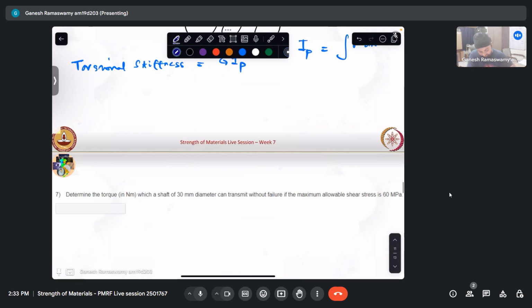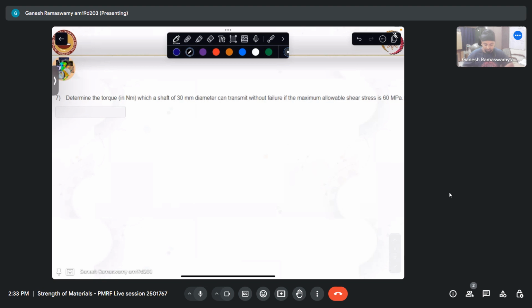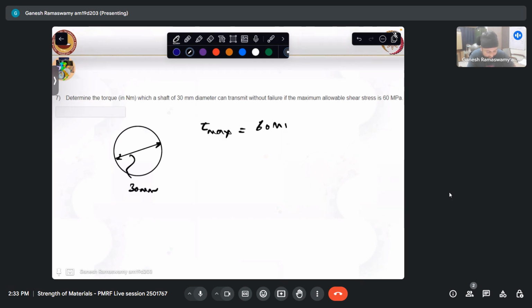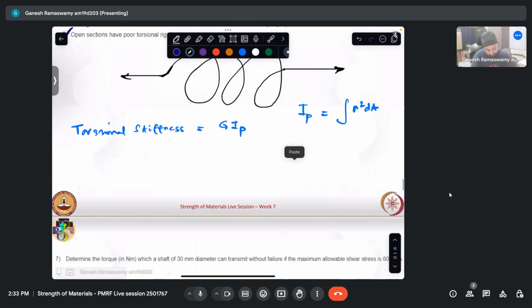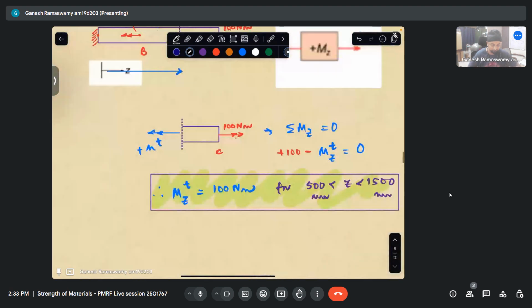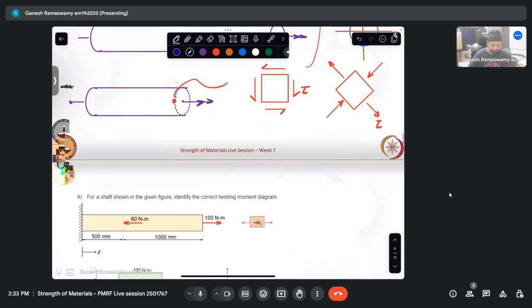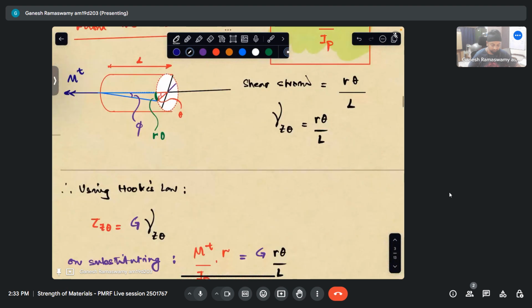So let us look at this question. It says determine the torque in Newton meter which a shaft of 30 mm diameter can transmit without failure if the maximum allowable shear stress, so tau max, is limited to 60 MPa. I don't want to keep drawing the shaft, so I'll just draw the cross section, and this is 30 mm. So now we know this.